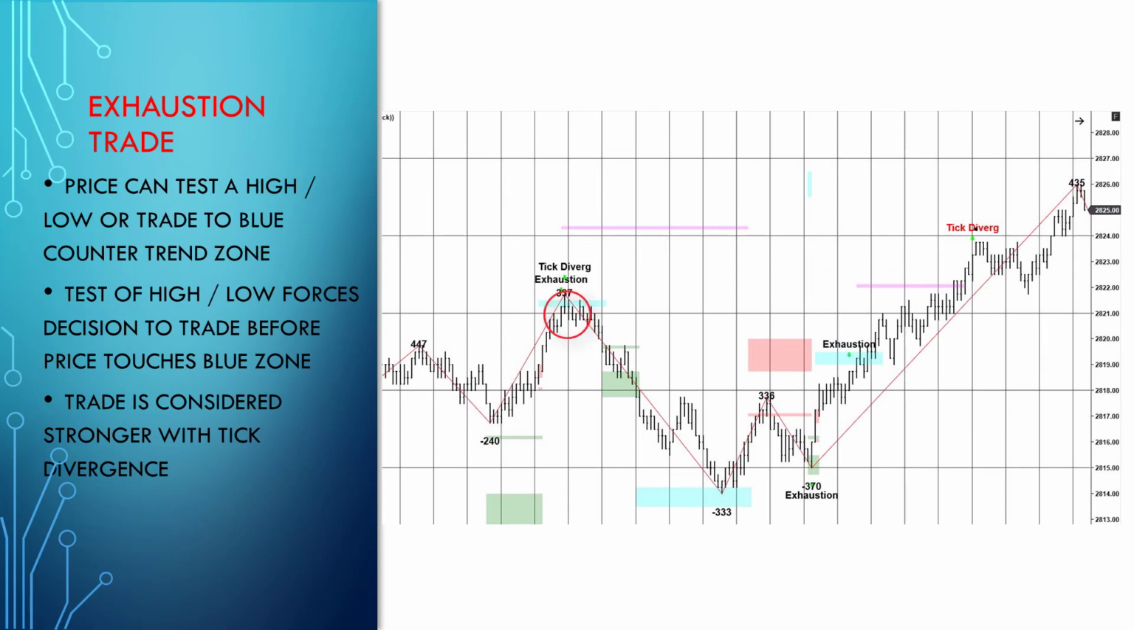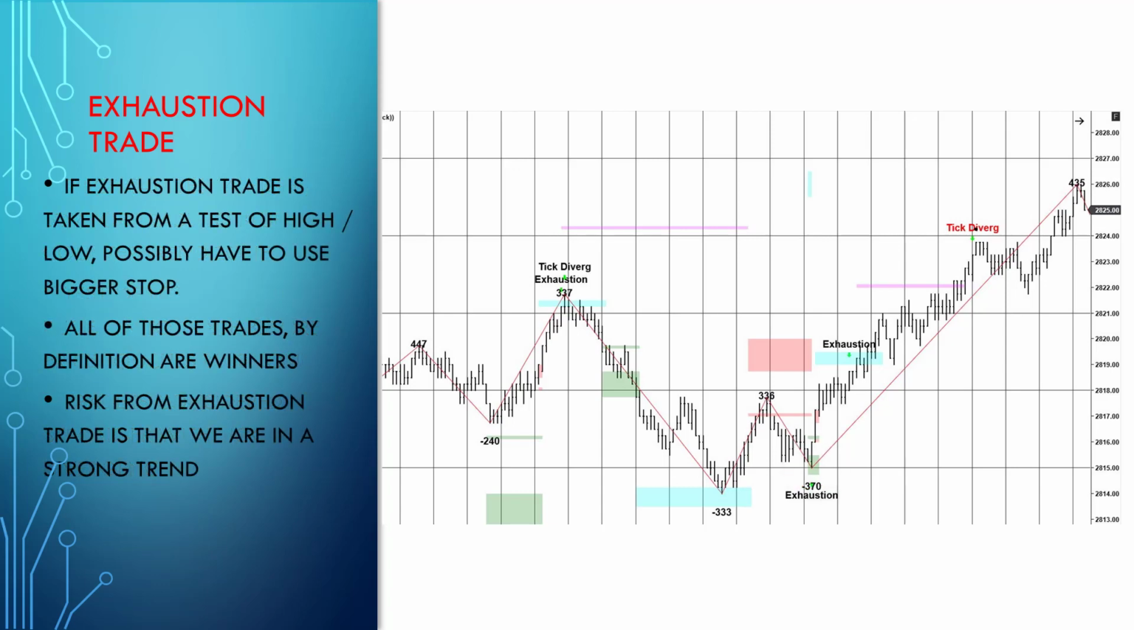The first is a successful trend reversal where a tick divergence and exhaustion pattern had developed at a blue counter trend zone. The second is an exhaustion trade which occurred after a test of a low. As you can see, both of these trades were extremely profitable. However, this is what we need to be aware of. If the exhaustion trade is taken from a test of a higher low, we possibly have to use a bigger stop. All of those trades, however, by definition are winners.